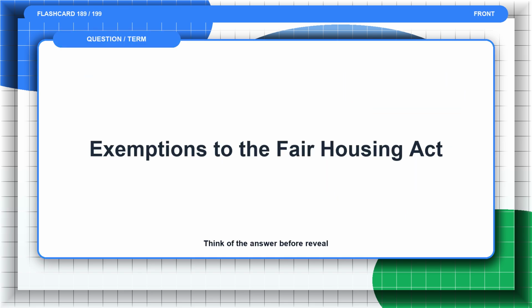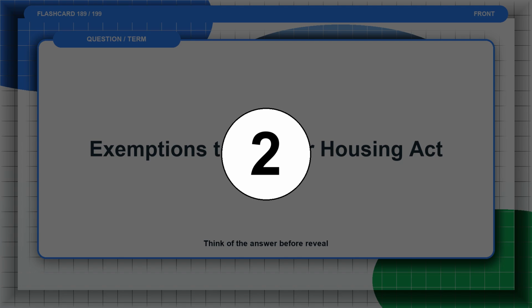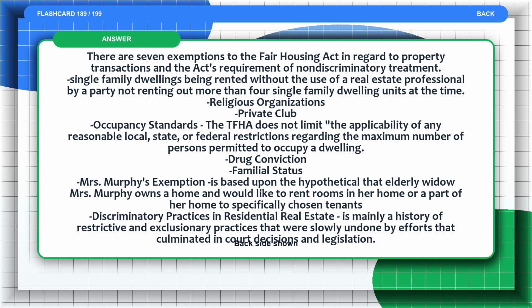Flashcard 189. Exemptions to the Fair Housing Act. Pause and think of the answer before the reveal. The answer is: there are 7 exemptions to the Fair Housing Act in regard to property transactions and the Act's requirement of non-discriminatory treatment. Single-family dwellings being rented without the use of a real estate professional by a party not renting out more than 4 single-family dwelling units at the time. Religious organizations' private club occupancy standards. The TFHA does not limit the applicability of any reasonable local, state, or federal restrictions regarding the maximum number of persons permitted to occupy a dwelling.